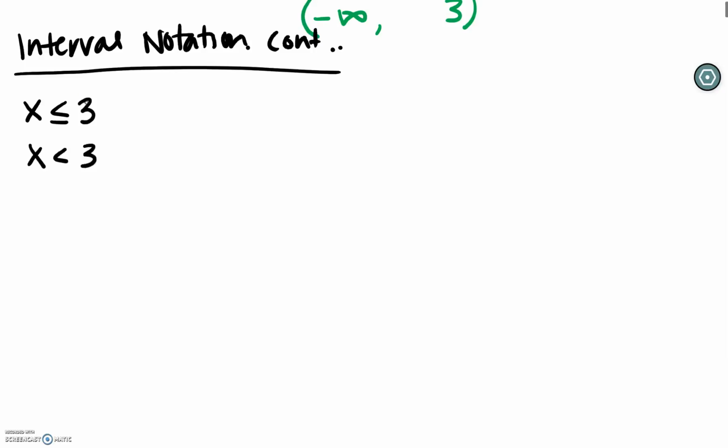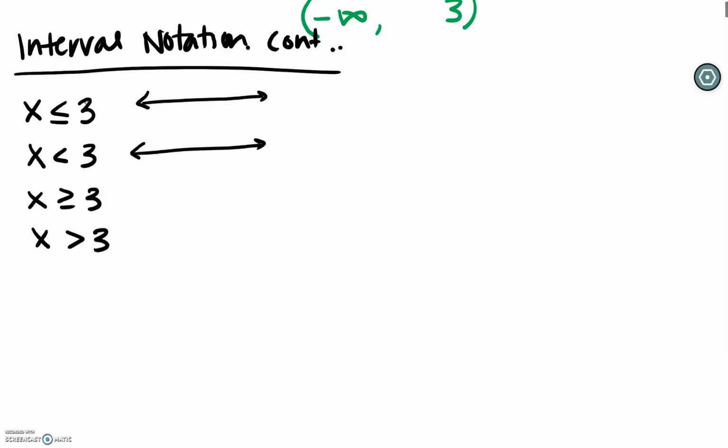X is less than 3. X is greater than or equal to 3. And X is greater than 3. This is basically the 4 different ways this can go. We've already seen the first 2. The second one was one we did today, right? So we started at 3 and then we went over. In class, we did the less than or equal to.